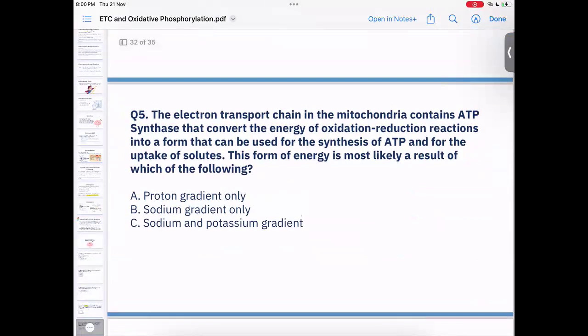For question 5, it says the electron transport chain in the mitochondria contains ATP synthase that converts the energy of oxidation reduction reactions into a form that can be used for the synthesis of ATP and for the uptake of solids. This form of energy is most likely a result of the following: proton gradient, sodium and potassium gradient.